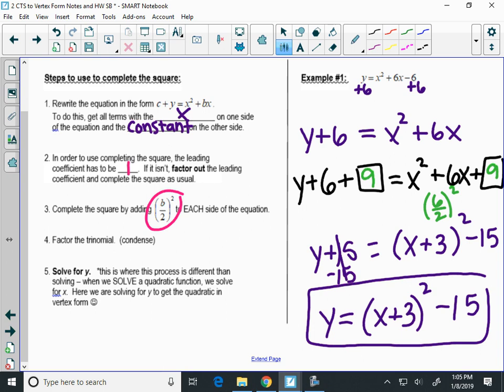This half bit. -3, -15. Yeah, so that's your vertex. So make sure you can find the vertex.